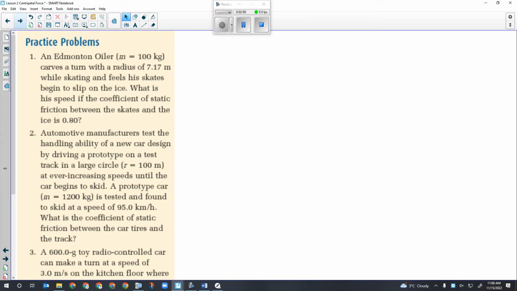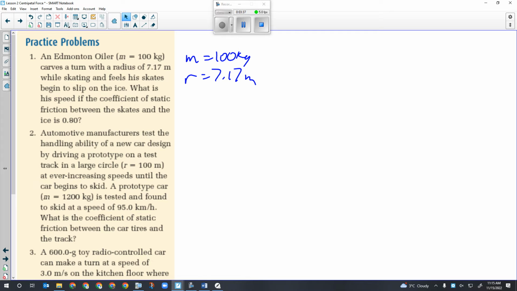All right, so let's have you guys try 1 and 2. They're all unbanked corners. On question number 1, we've got an Edmonton Oiler with a mass of 100 kilograms who carves a turn with a radius of 7.17 meters. So we know the mass, and we know the radius, before he feels his skates begin to slip on the ice, which means he's right at the maximum static friction of that corner. We're looking for his speed.